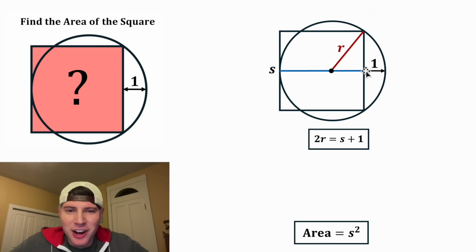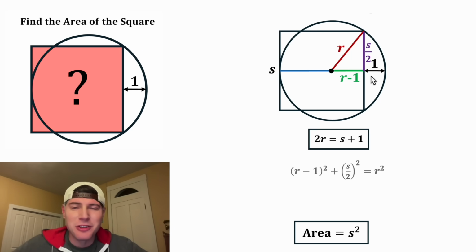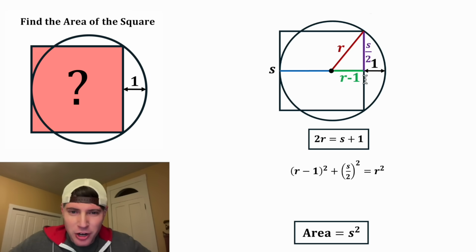Next, let's focus on this right triangle right here. The base of the right triangle, this green portion, will be equal to the radius minus 1. So we'll call it little r minus 1. And then this purple height of the triangle is equal to half of a side length of the square, or in other words, S over 2. And now in this right triangle, we can do the Pythagorean theorem. It'll be little r minus 1 squared plus S over 2 squared equals little r squared.